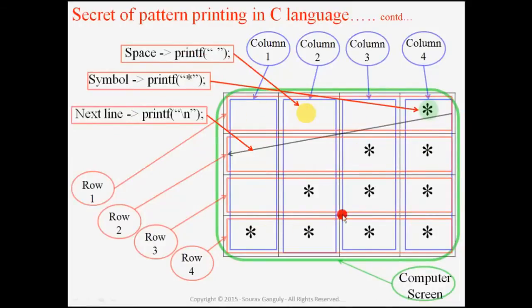When we print this type of pattern, we must remember another thing: at first we print the first row. That means it will print row by row. The first row will contain 3 spaces and 1 symbol. Then the cursor will come to the next row, and the next row will contain 2 spaces and 2 symbols. Then the cursor will come to the third row, which contains 1 space and 3 symbols. So we have to print it row by row. When the first row is complete, then we print the second row.